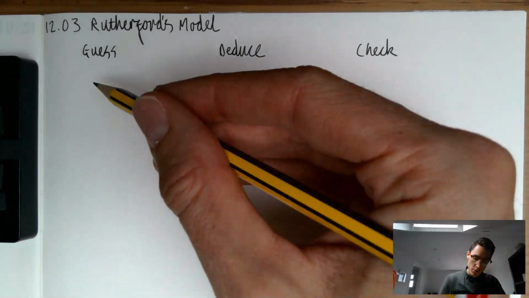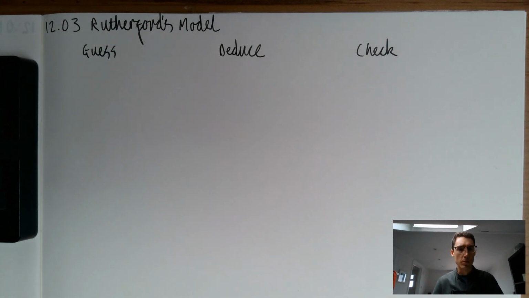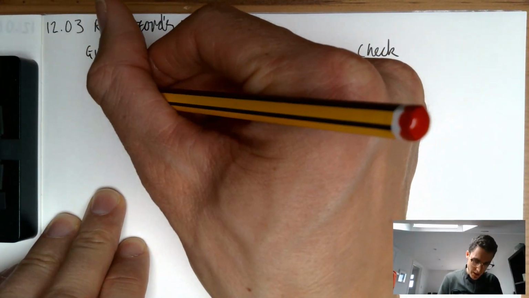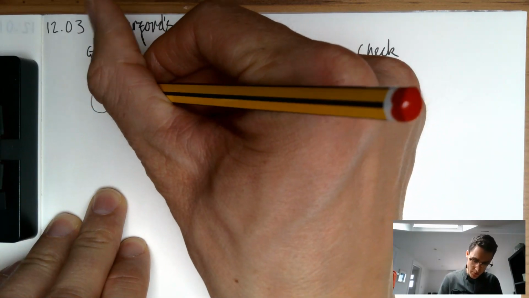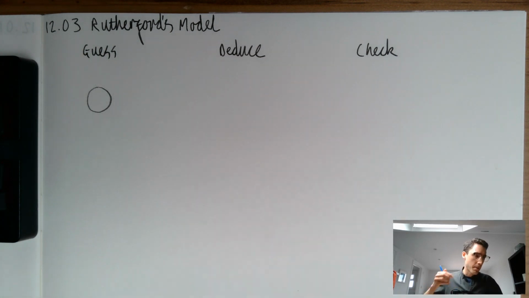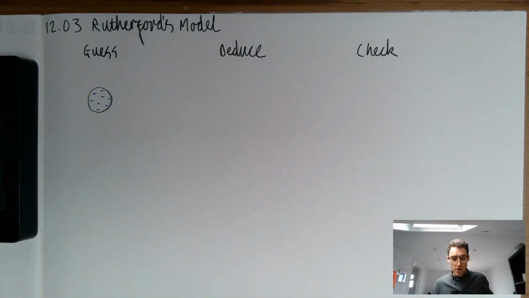So we got to Thomson, and he had done the cathode ray tube experiment. He'd found that there are these tiny little particles called electrons, and what he said was, well, I don't really know where they are, so I'm just going to assume that you've got this ball of positive charge and these electrons scattered randomly within it. So we've got these electrons scattered randomly within a ball of positive charge. You might want to label that and annotate it, but that was covered in the previous lesson.